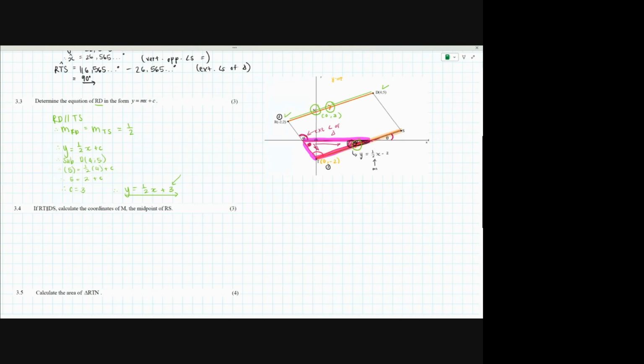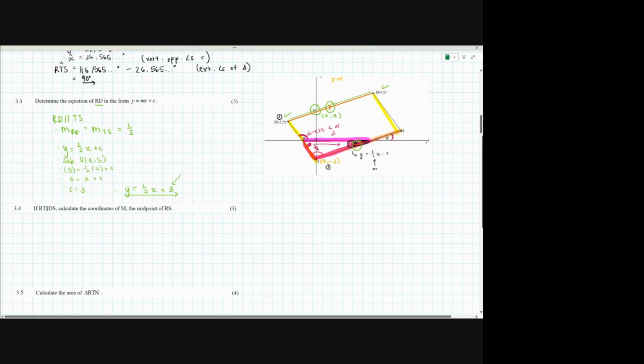So again, guys, reading your information is so important, because it often gives you a whole bunch of clues that you can then use in answering your question. Right, 3.4 says if RT is parallel to DS. Now remember, we have already been told that RD is parallel to TS. So we've already been told that those orange lines are parallel. Now we're being told that RT is parallel to DS.